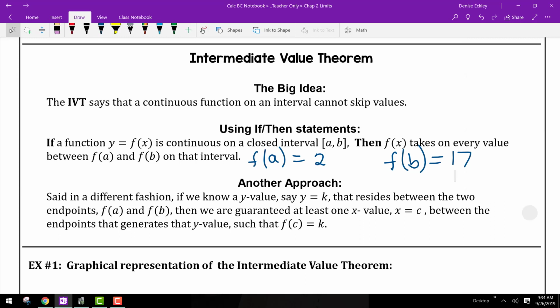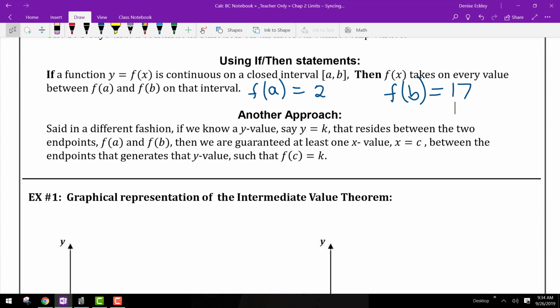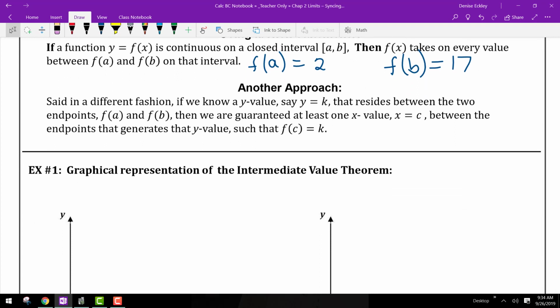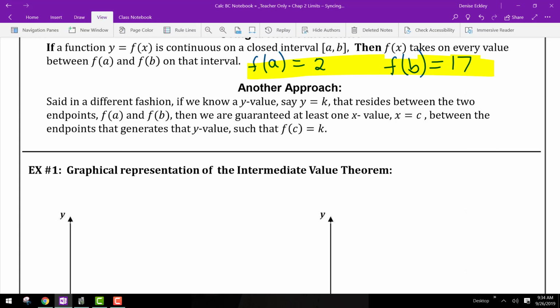Another way to say this is that if we know a y value, what we've been calling a k, that resides between two endpoints, then there's at least one x value between the endpoints that generates that y value, such that f of c is k. And that's just what I was explaining with f of a equals 2 and f of b equals 17. So let's represent this graphically.